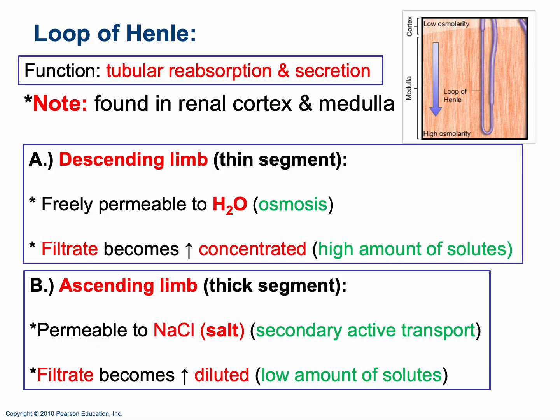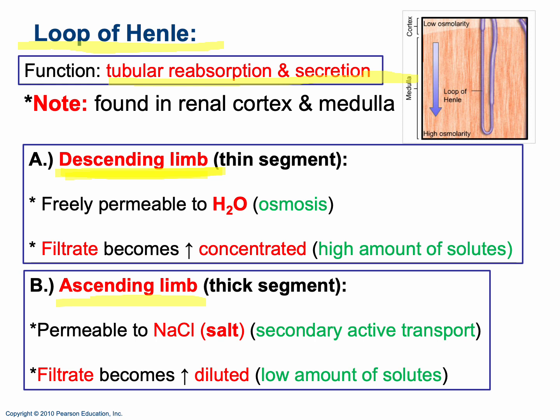Imagine now that the filtrate has made its way into the loop of Henle. And so there's going to be tubular reabsorption and some secretion here. Remember, we have 2 limbs to the loop of Henle, the descending limb and the ascending limb. First, we must go down before we go up. So imagine that the filtrate has entered into the descending limb of the loop of Henle first.